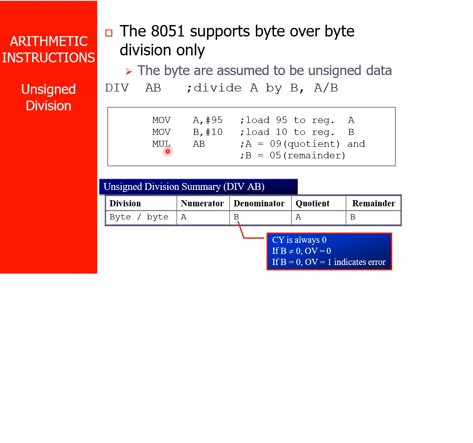Now when you are performing the DIV instruction, the overflow flag will become 1 if division is not possible. For example, if you put MOV A, #95 and MOV B, #0, when you divide, division is not possible. When division is not possible, overflow will be 1.